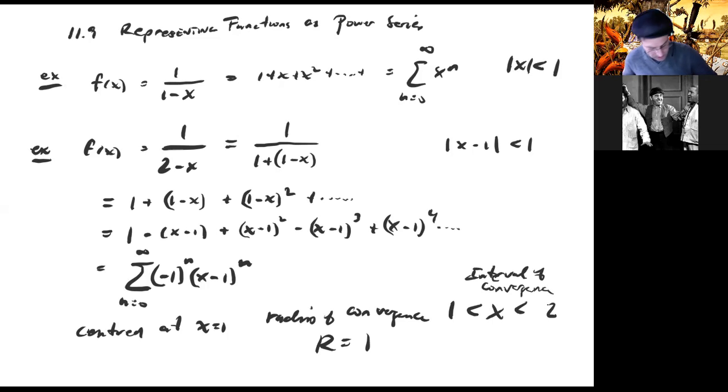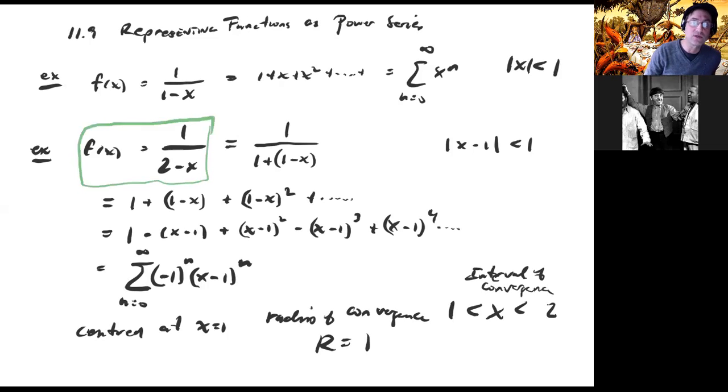So we've just now expressed this function f of x equals 1 over 2 minus x as a power series. In some sense, we built a new power series from the old one, 1 over 1 minus x, by doing this very simple manipulation.